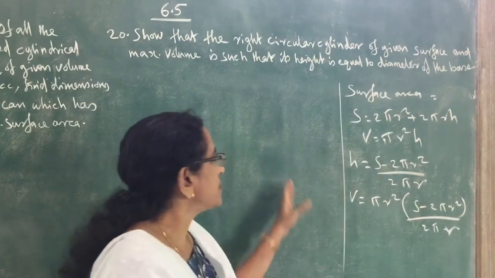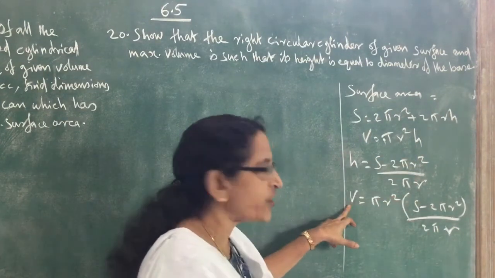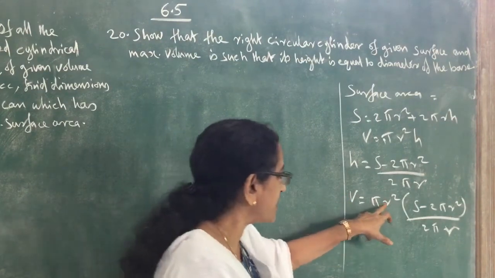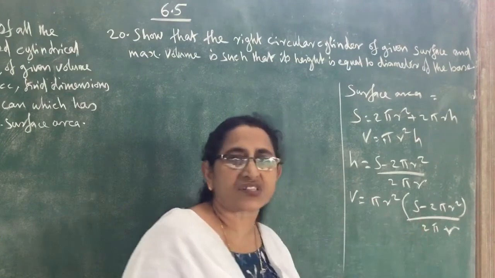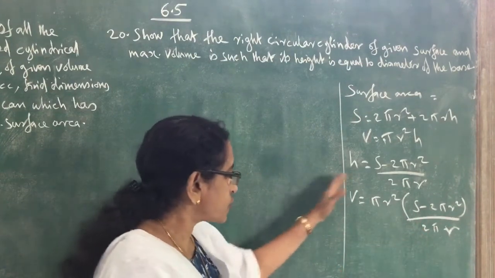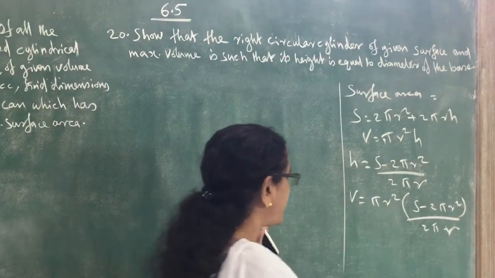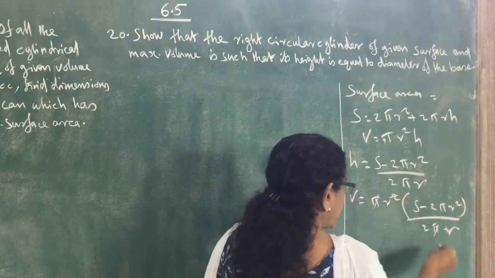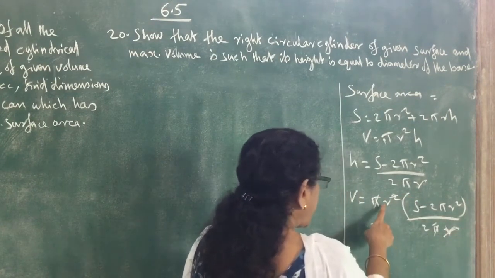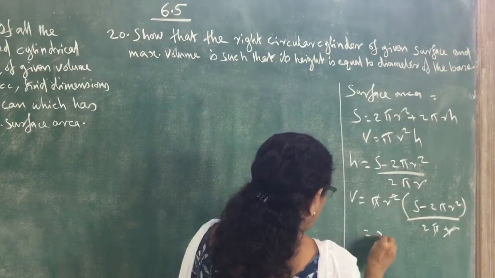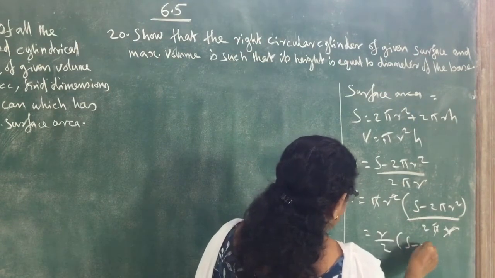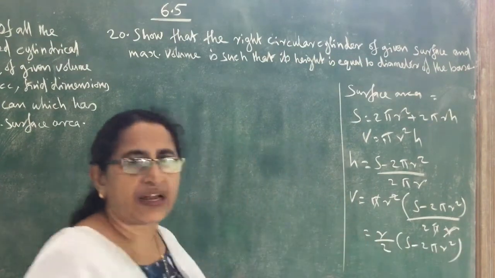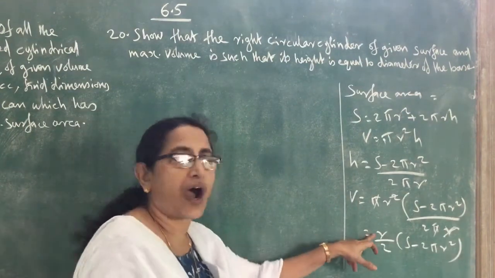So we got volume as a function of only one variable R. Here there is only one variable R, S is a constant. So we wrote V, now we can simplify this. Here pi can be cancelled and one R can be cancelled. So here we get R by 2 into S minus 2 pi r square. That is V as a function of only one variable R.